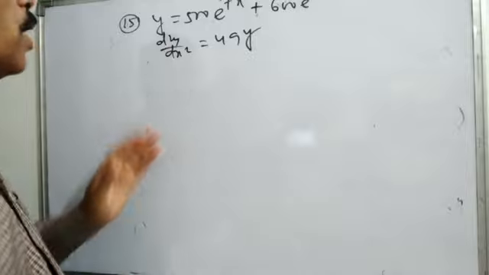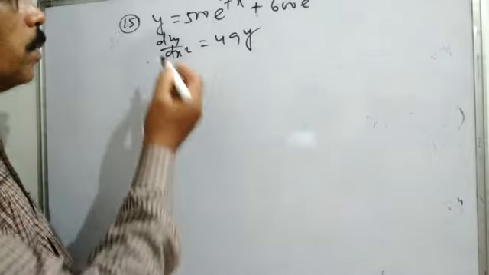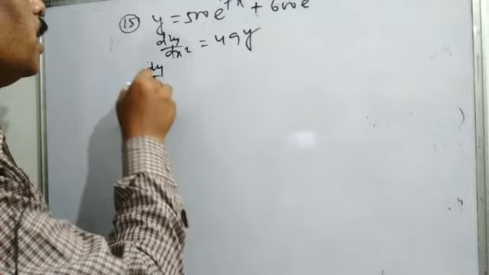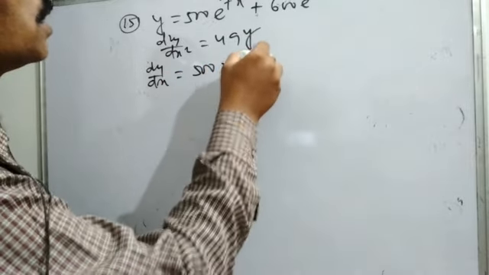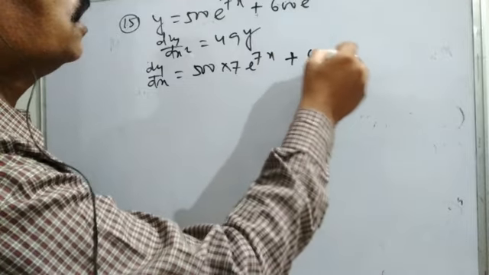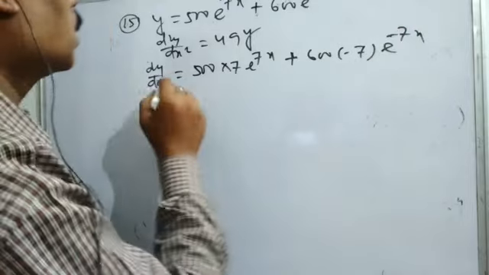Now question number 15, a very easy question, a 2-mark question. y is equal to 500 e to the power 7x plus 600 e to the power minus 7x. Then we have to prove that d2y/dx2 is equal to 49y. At first you have to find dy by dx, it will be 500 into 7 e to the power 7x plus 600 into minus 7 into e to the power minus 7x.